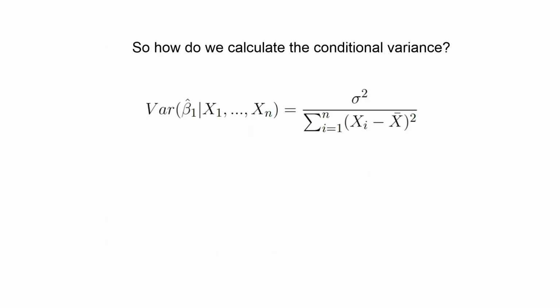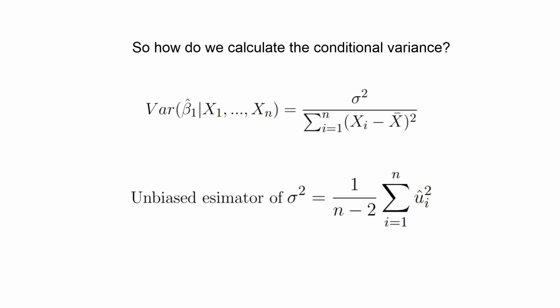Alright, the next question in this video is how do we calculate the conditional variance? The problem is we don't know what sigma squared is, the variance of the error term. So what we're going to do is estimate it using this equation. Then, for example, given a particular sample, we can come up with an estimate, a particular number, for the conditional variance of beta 1 hat.